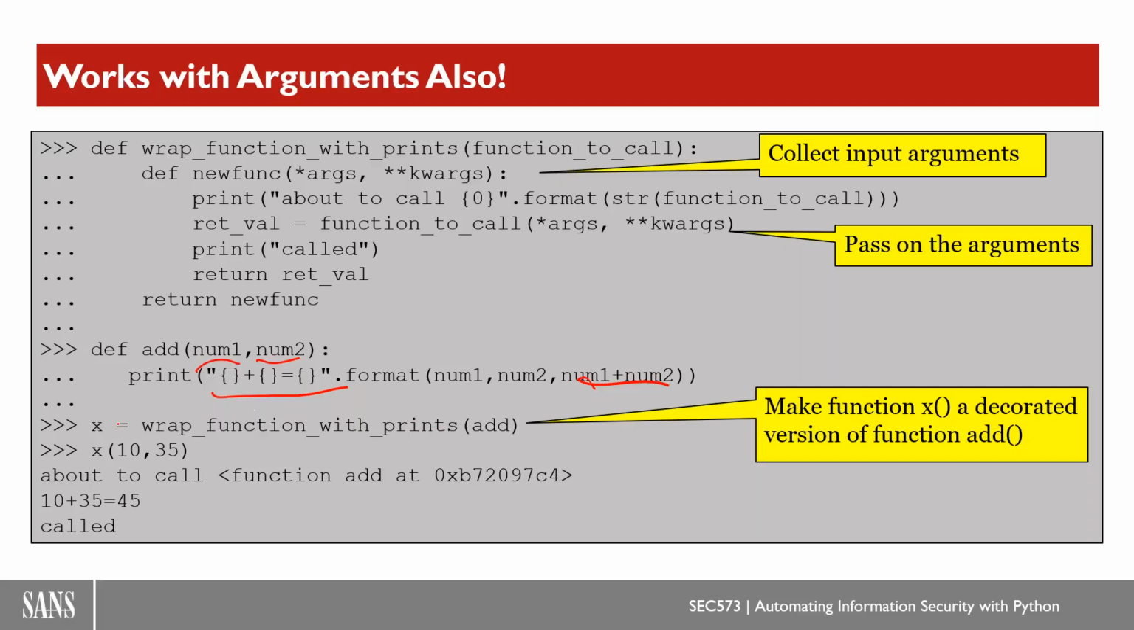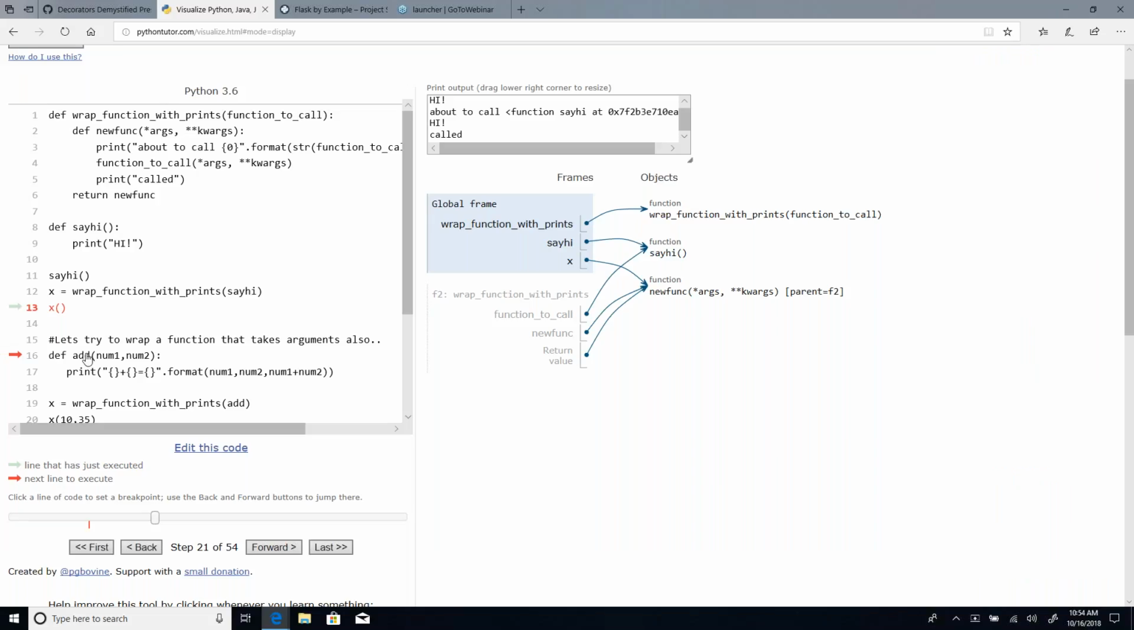So if I wrap that by calling X, it's going to do the same thing, and you'll see that it works the same way. Let's just watch this in the Visual Python tutor as we create add and then wrap it. So here I've got my function called add. Let's wrap add with print statements. I'm going to create a new function called X that is wrapping add with print statements.